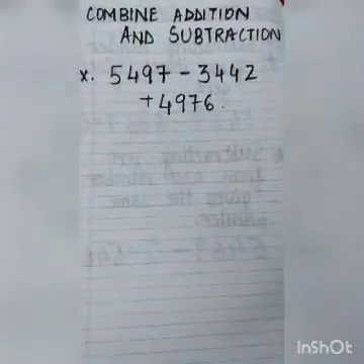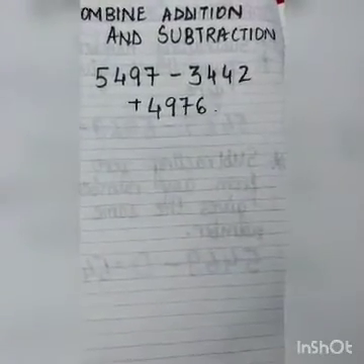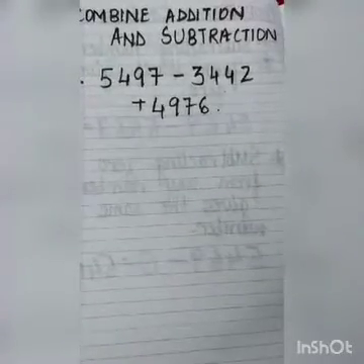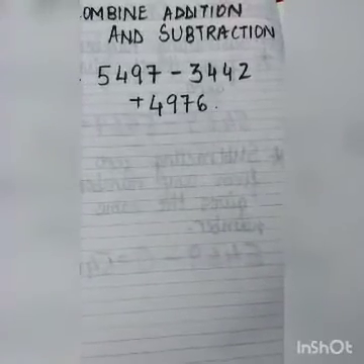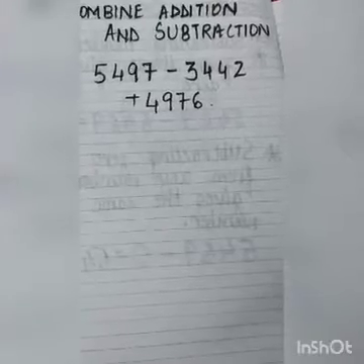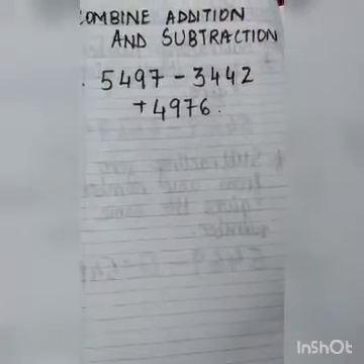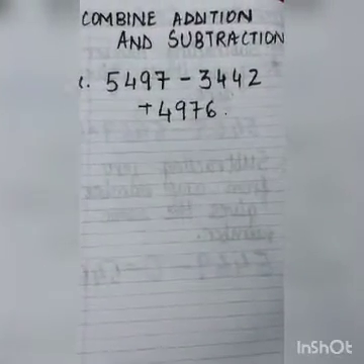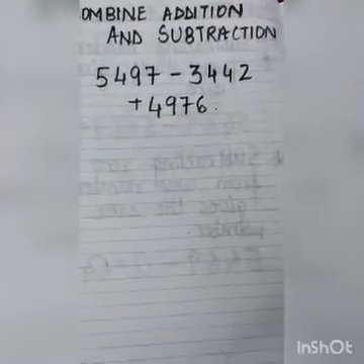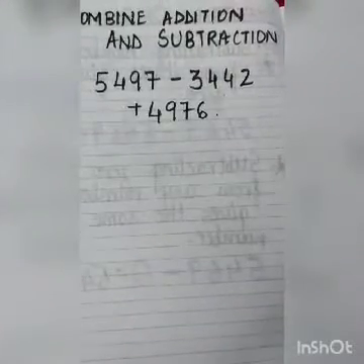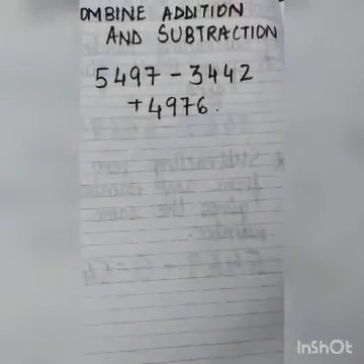So, we have the other concept that says combine addition and subtraction. These are the sums where we get both addition and subtraction together. For example, we have here 5497 minus 3442 plus 4976. First of all, in these sums, we have to add the numbers with the addition sign. That is, we will be adding 5497 plus 4976. We will first copy them in column method.